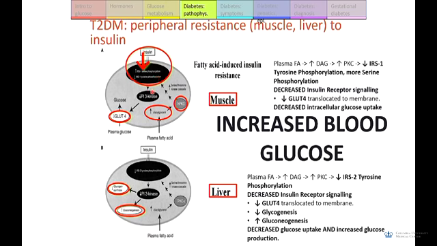So when that happens, we have decreased downstream effect of the insulin receptor. We're not getting GLUT4 inserted into the muscle cell membranes. We're not inhibiting gluconeogenesis, and we're not creating glycogen. So we're really seeing the insulin resistance through this.